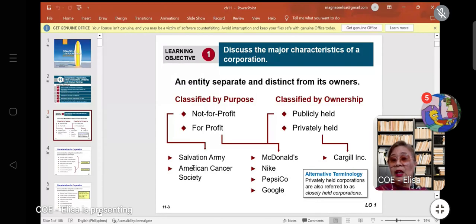So when you say publicly held corporation, these are corporations whose stocks are being traded in the stock exchange. So just like the companies that you are studying right now, evaluating, I did download a list of companies from the PSE, as to financials, as to industrial, as to manufacturing. So these are publicly listed corporations or publicly held corporations.